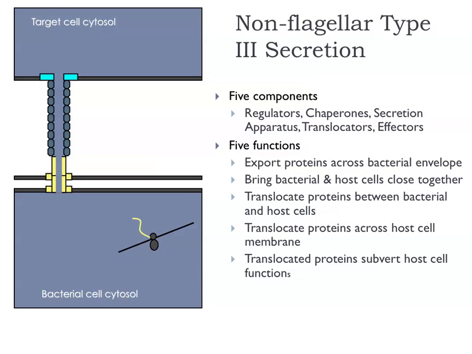Now, what does type 3 secretion do? Well, there are effectively 5 components and 5 functions. We have regulators, chaperones, the secretion apparatus itself, translocators and effectors. Basically, the system exports proteins across the bacterial cell envelope, brings the host cell and the bacterial cell close together. It translocates proteins all the way through this continuous space, if you like, between the bacterial cell cytosol and that of the target cell. And those proteins then go on and subvert host cell functions.